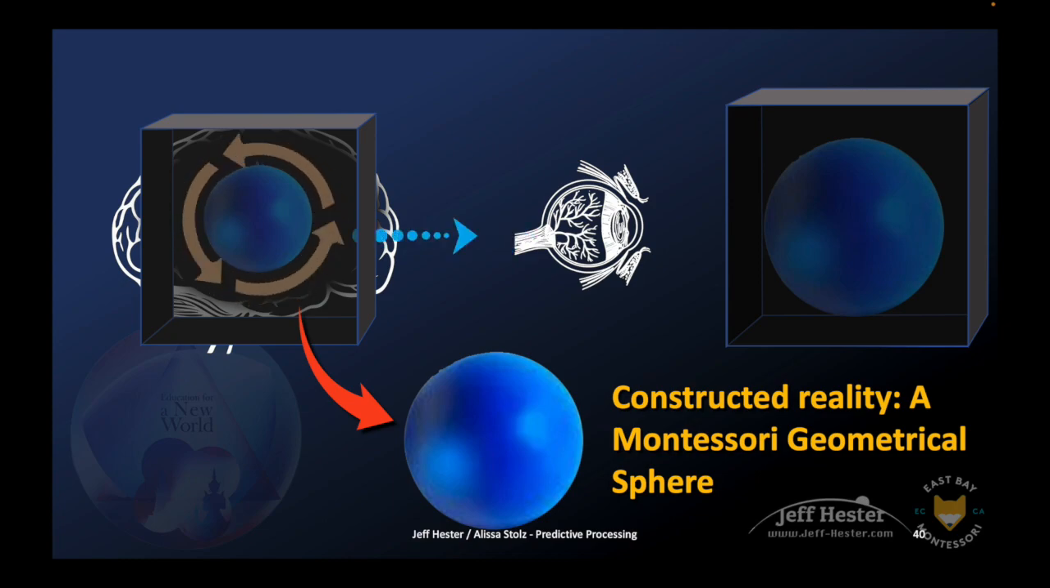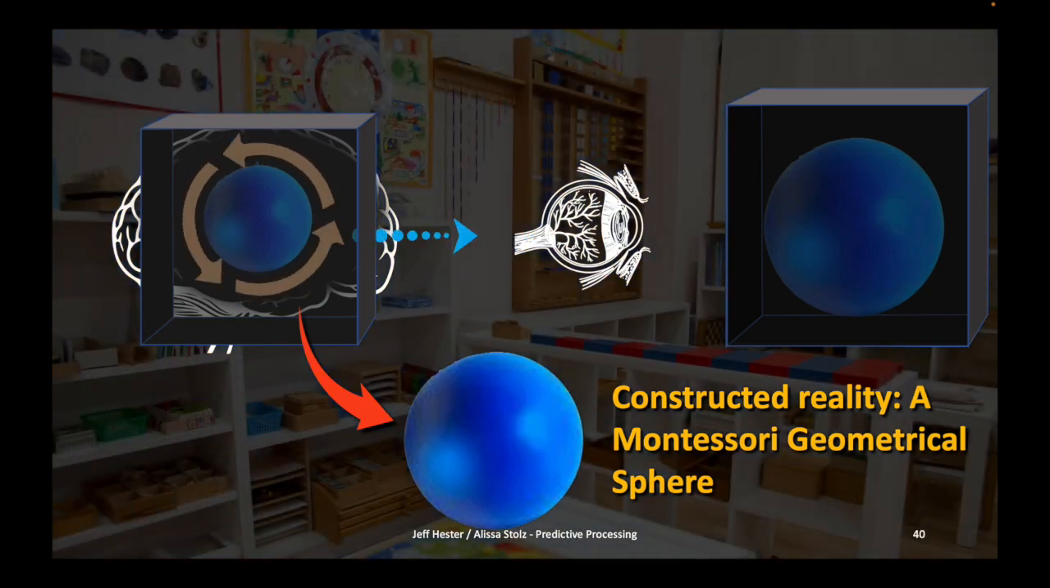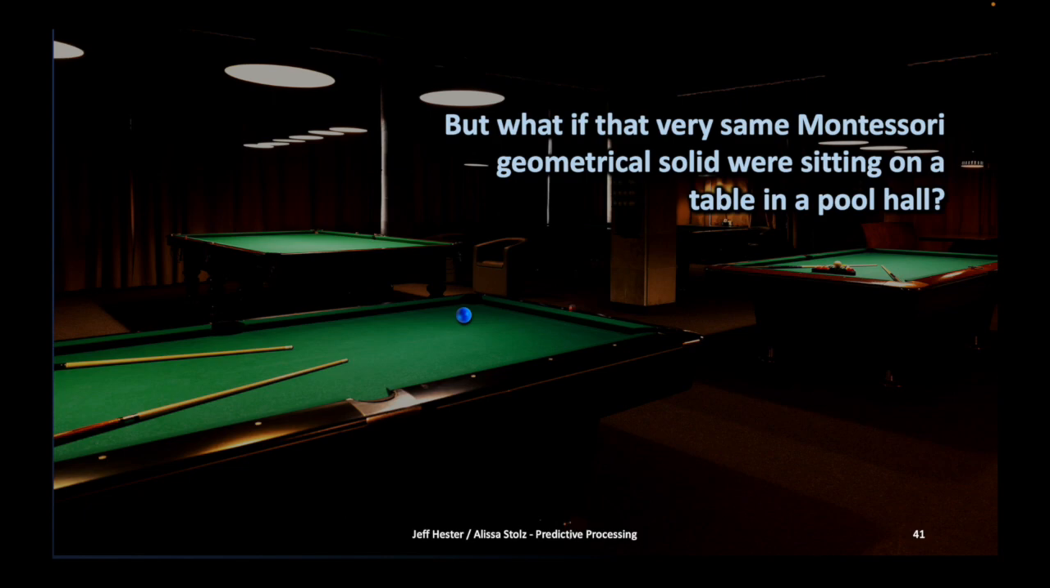Now, okay, educators, the model here happens to be a Montessori geometrical sphere. That's what was out there. That was the reality we constructed. But remember, in testing those predictions, we use all of the available information. If we're in a Montessori classroom, then everything that we see and know says, yeah, that's a Montessori sphere. But what would happen if you saw that very same geometrical solid sitting there on a pool table in a pool hall?